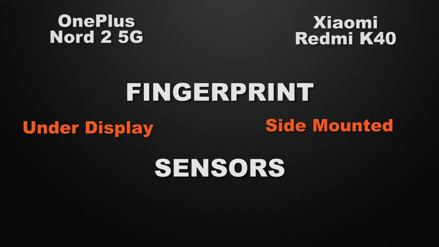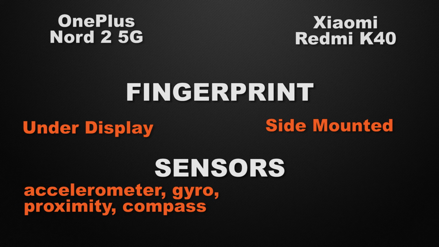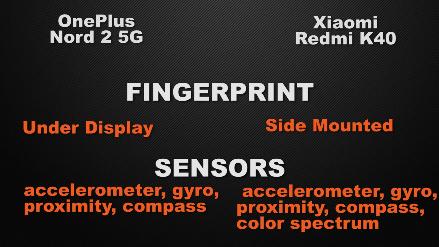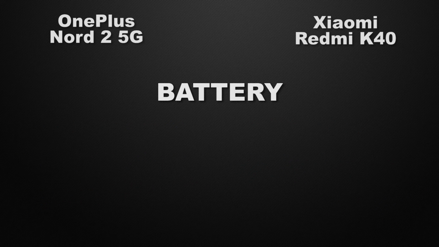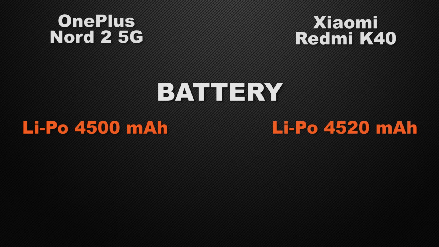And about the sensors in the devices, Nord 2 has accelerometer, gyroscope, proximity and compass, whereas K40 has accelerometer, gyroscope, proximity, compass and color spectrum. So the winner here is K40. Let's talk about the battery capacity of the devices. Nord 2 has 4500 mAh of battery capacity, whereas K40 has 4520 mAh. So it's a tie here because both of the devices have approximately the same battery capacity.